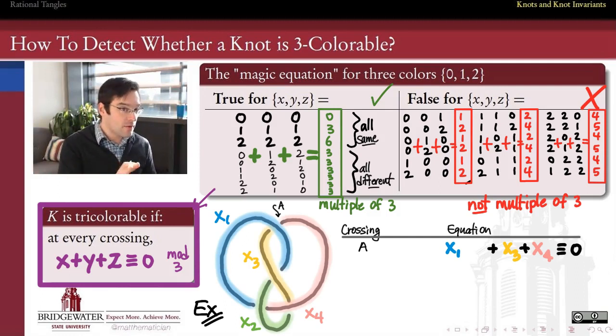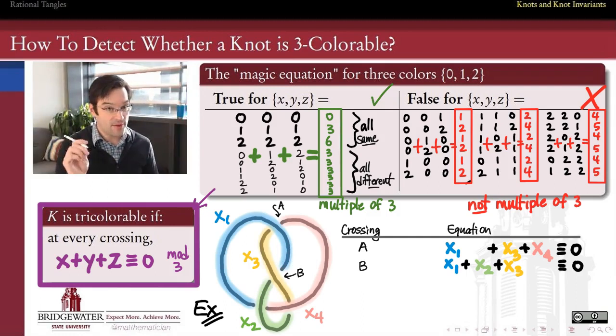And so what we observe is that every crossing is going to give me another equation, and then all those equations are pretty much going to look the same. At crossing B here, the 3 arcs that are incident are x3, which is our over arc, and x1 and x2, which are our under arcs. And so at that crossing, the equation that we need to be satisfied is x1 plus x2 plus x3 equals 0.